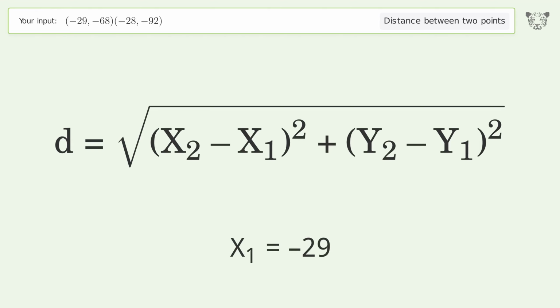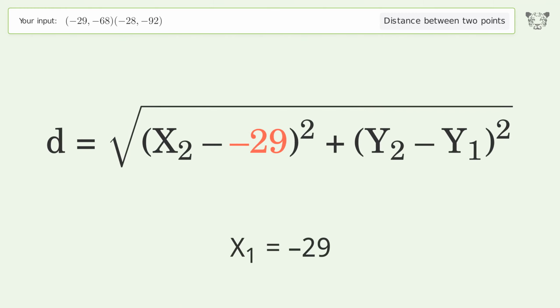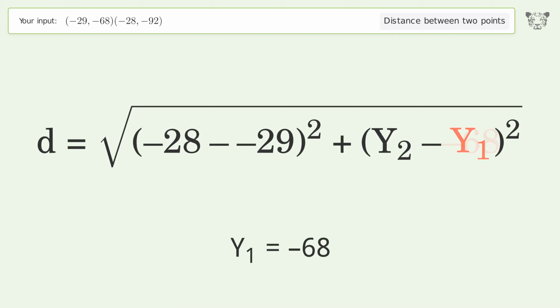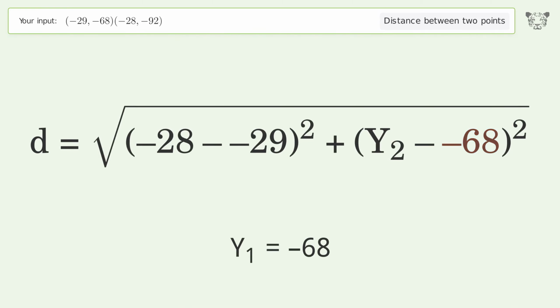x1 equals negative 29. x2 equals negative 28. y1 equals negative 68. y2 equals negative 92.